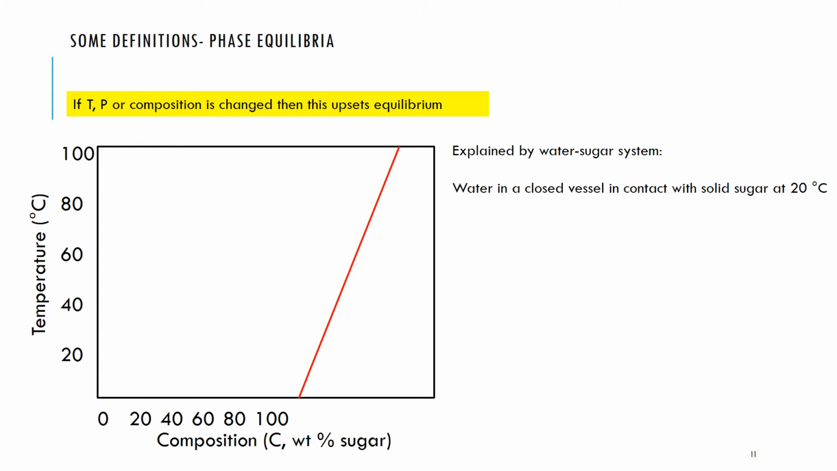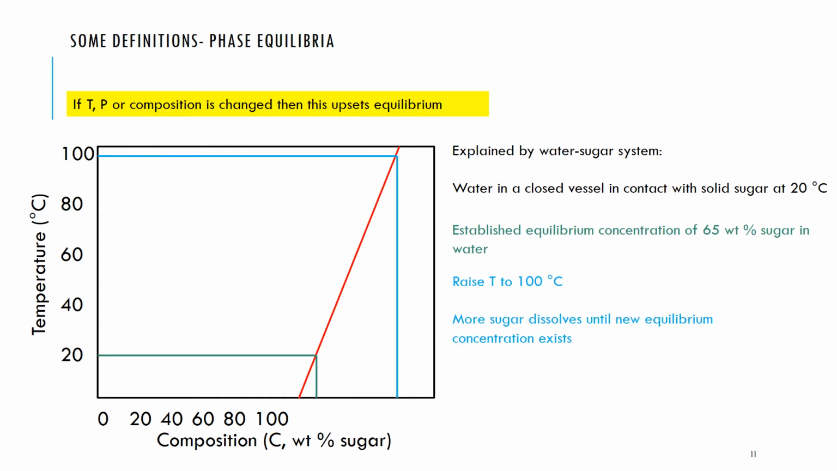Now, let's go back to our sugar-water system. If the temperature or the pressure or the composition is changed, then that equilibrium is upset and it has to rebalance, it has to readdress itself again. So let's consider once more our water-sugar system. Let's imagine we have it in a completely closed vessel and we have water in contact with sugar at 20 degrees Celsius. Equilibrium will be established very quickly in that system, and there will be a concentration of 65 weight% sugar and water, because that's the maximum we can get in.